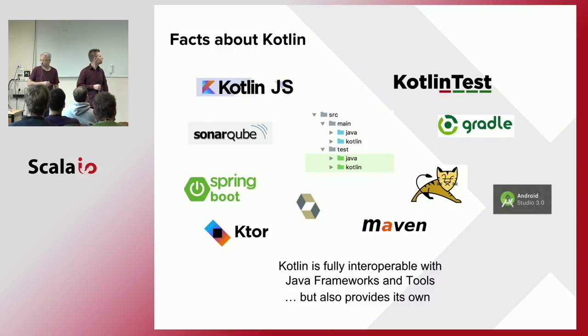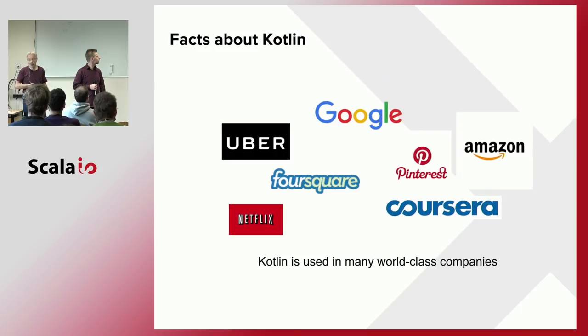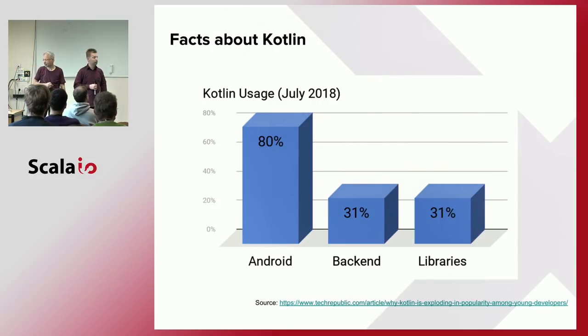Also used there, and it also has its own frameworks, like for instance Ktor. We'll talk a little bit later about what the benefits are of having another framework out there. Who uses it? Yeah, the big ones, the small ones. The question is, for what do they use Kotlin? And this is statistics from July, where you can see that people that use Kotlin still use it, of course, mainly for Android. Whereas backend and library development is also catching up slowly, steadily.